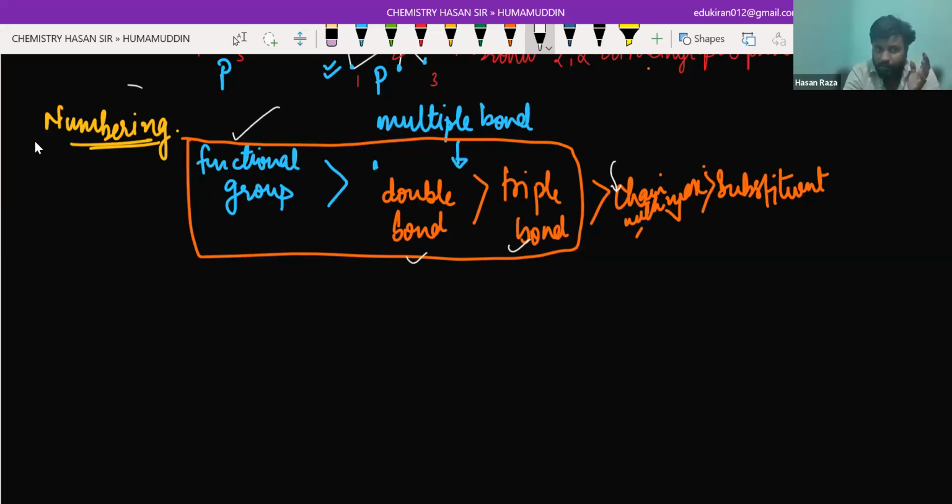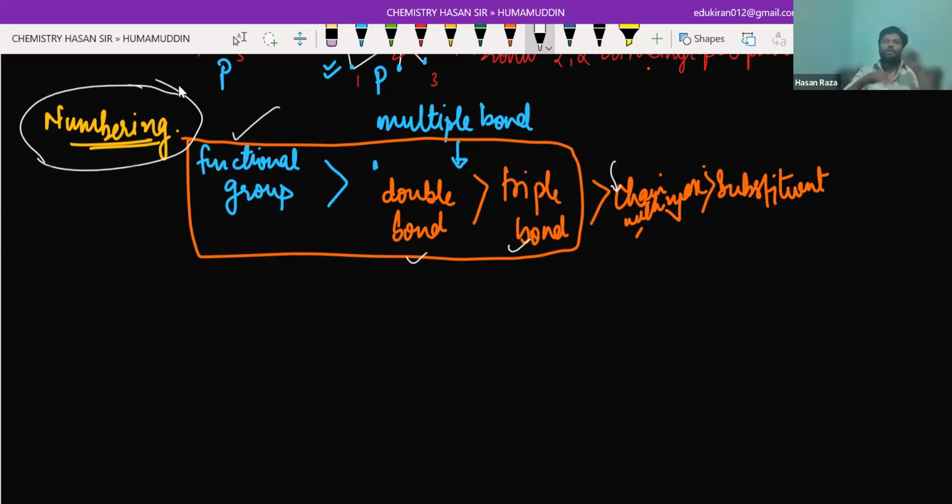This is for numbering, because numbering is very important, and you write the nomenclature according to IUPAC. Got it, both of you? Yes, sir. And when one or two same groups are repeated, then you are going to write the number. If it is repeated twice, then you are going to write the number twice.